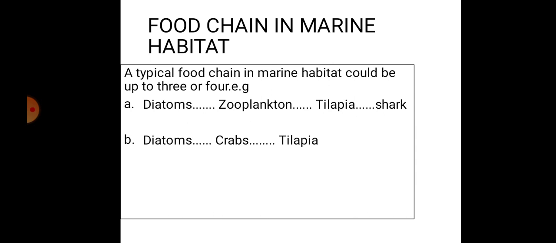For example, we have diatoms, zooplanktons, tilapia, and shark. Diatoms simply means microscopic materials being fed on by living organisms. They are very, very tiny. You might not even see them with the naked eye. They are fed on by zooplanktons.